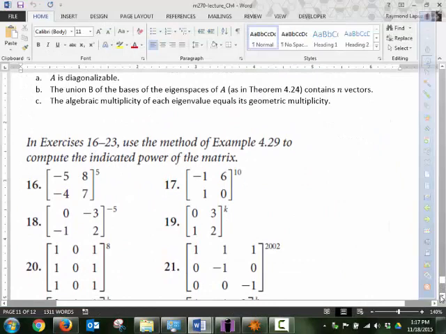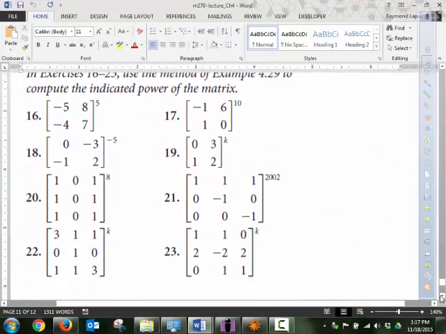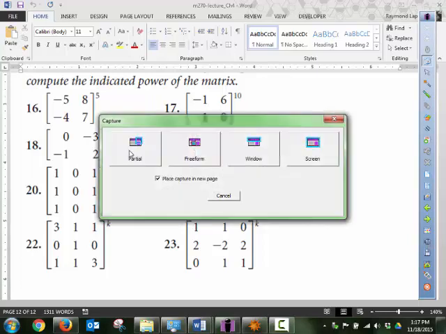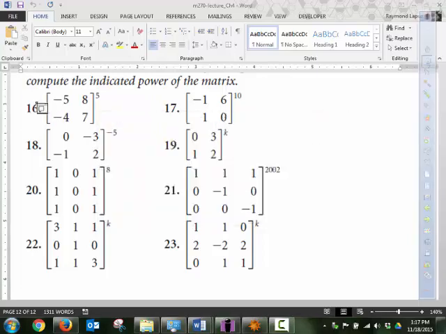You guys still copying? Let's do number 15. There's no 15. Let's do number 16.